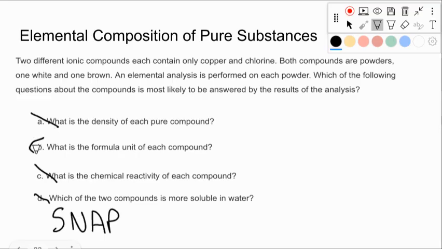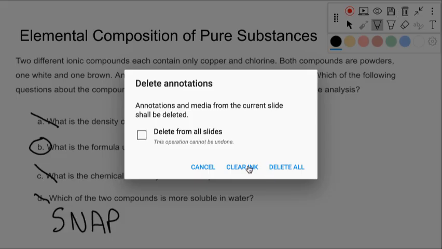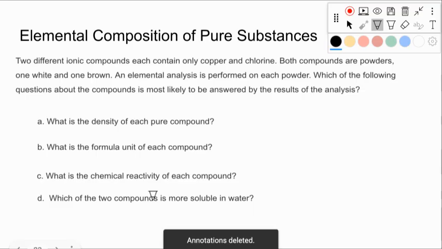So my option is, what is the formula unit for each of the compounds? Some of our multiple choice questions you have to think a whole lot on, and some of them the first answer is obvious.